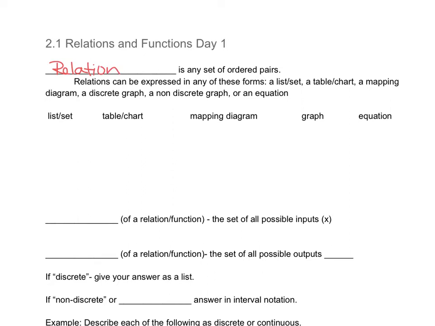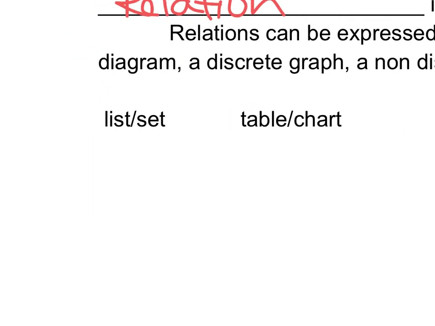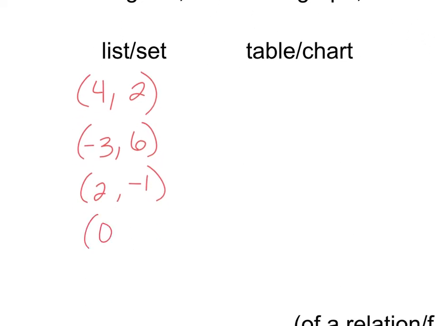It could also be listed or expressed as a list or set, a table, a mapping diagram, a discrete graph or non-discrete graph, or an equation. So pretty much anything that you can graph is considered a relation. If you see that they say to write the data as a list or a set, you just write it as ordered pairs. This is just a made up one: (4, 2), (-3, 6), (2, -1), and (0, 2). Okay, so that is a list or set.